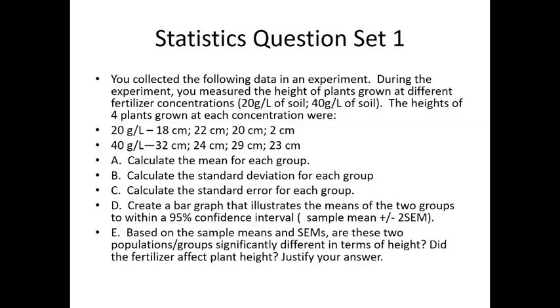Here's what a sample problem might look like on an AP FR2. So you collected the following data in an experiment. During the experiment, you measured the height of plants grown at different fertilizer concentrations, 20 grams per liter of soil and 40 grams per liter of soil. The heights of 4 plants grown at each concentration were, and you can see the data. So we have 2 treatment groups. We've selected a sample size of 4 for each of those 2 treatment groups. The first thing we're asked to calculate is the mean for each group, then their standard deviation, then the standard error, and then we're asked to do some graphing and essentially then to interpret their results.